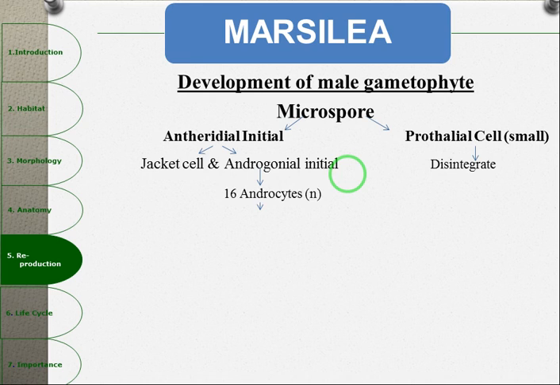These androgonial initials give rise to the 16 androcytes. Those might be 16 in number, and then these androcytes give rise to the anthrozoids. So this is the development of the microspore.